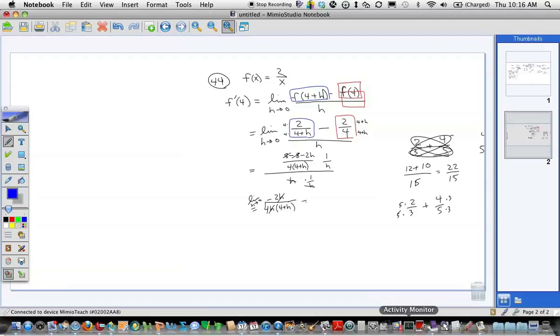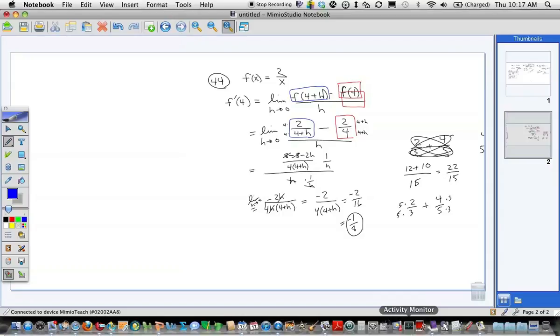Now that the h is canceled, I've got negative 2 over 4 times 4 plus h. Now I can put a 0 in for h. So I get negative 2 over 16, and in other words, as h gets really close to 0, this 4 plus h gets really close to just being 4. 4 times 4 is 16, which reduces to negative 1/8. If I hadn't factored or distributed through the negative, I'd have a positive right here.